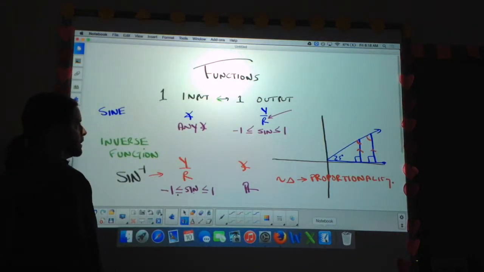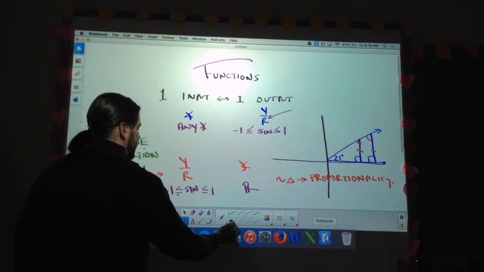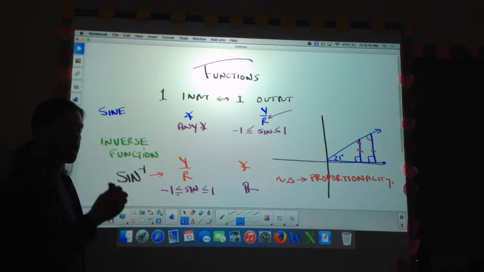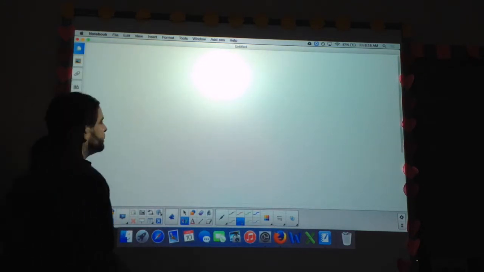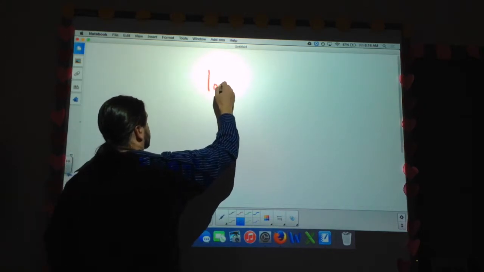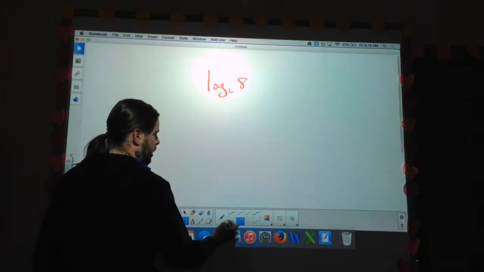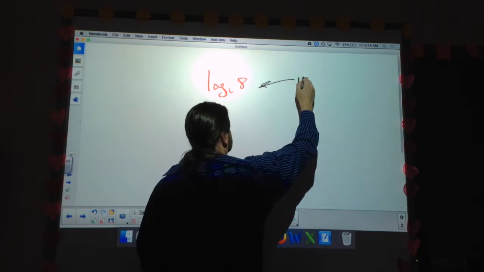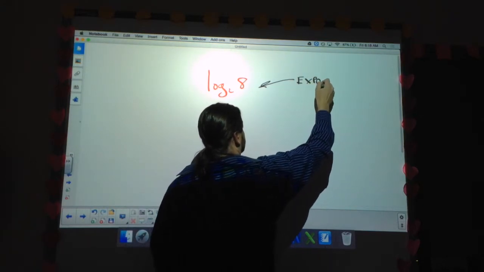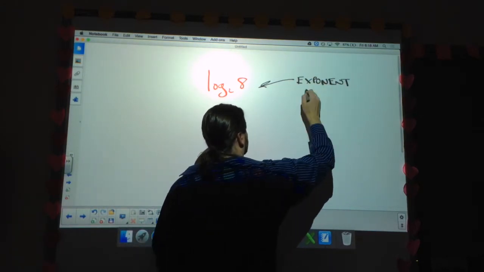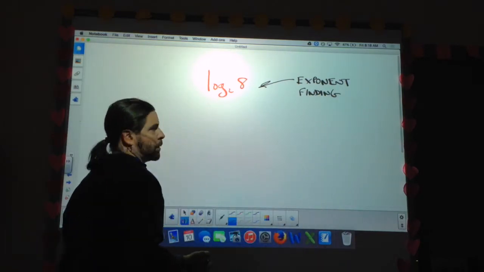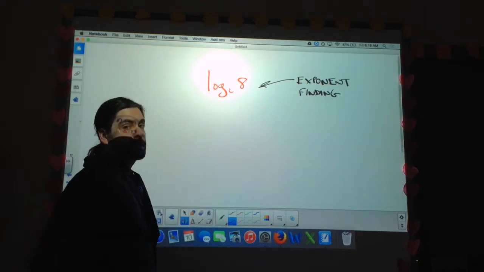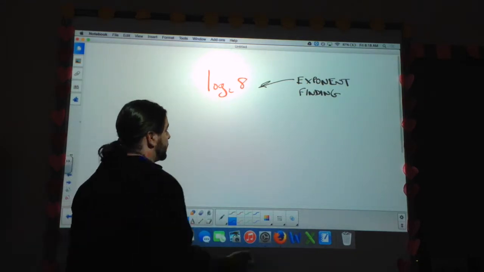Alright, so that's it in general. Now let's talk about how we use it. What we need to know is that it's kind of like logarithms. We know, for example, that if I do log base 2 of 8, we've called this, in class, an exponent finding machine. This is asking what exponent I would have to put on 2 to get to 8? And of course the answer is 3.